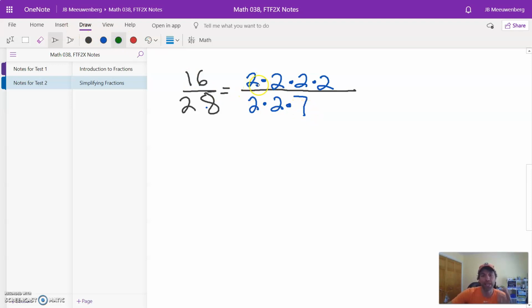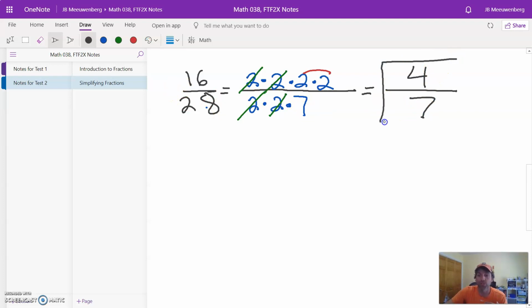Now I look to see what I can cancel. Well, there's a 2 on top and a 2 on bottom. They can cancel. There's a 2 on top and a 2 on bottom. They can cancel. Nothing else can cancel. That's it. So what we do is we put the things back together. We multiply 2 times 2, which is 4. And the only thing left on the bottom is 7. So 16/28 equals 4/7. You don't have to wonder if you're done. You don't have to wonder if you missed anything. As long as you do prime factorizations and cancel, you're always going to end up with the correct reduced fraction.